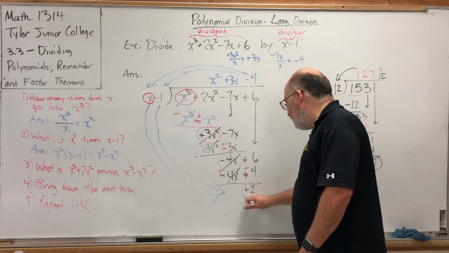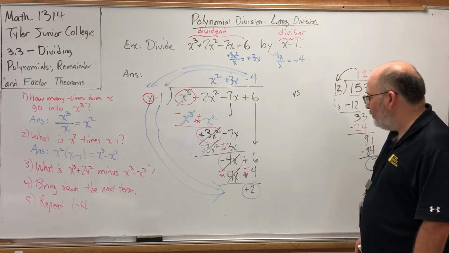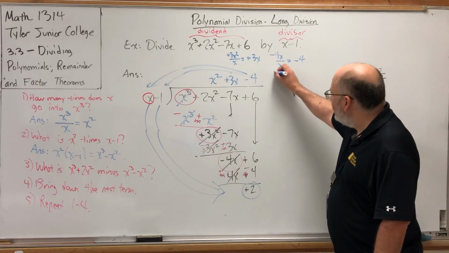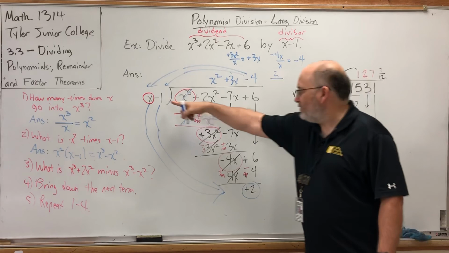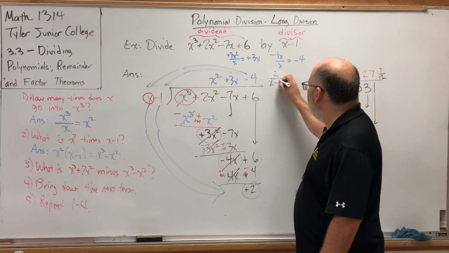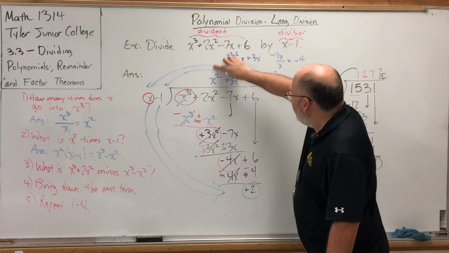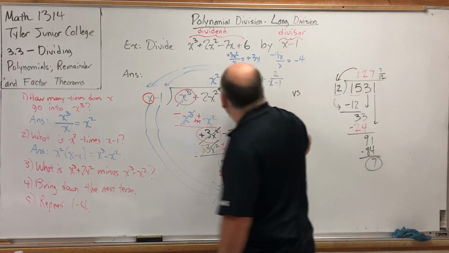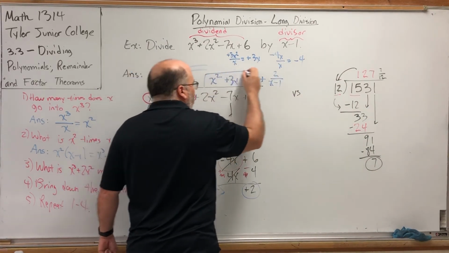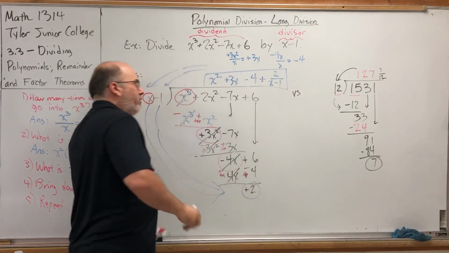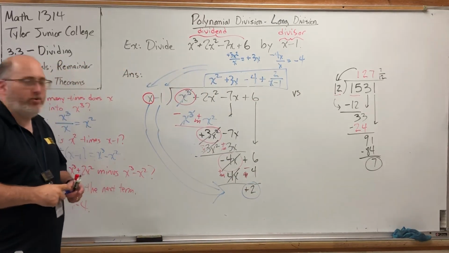If you have a remainder that's not 0, you write the remainder on top of the divisor, x minus 1, and literally add it on to the rest of the quotient. So the answer to the division problem is x squared plus 3x minus 4 plus 2 over x minus 1.